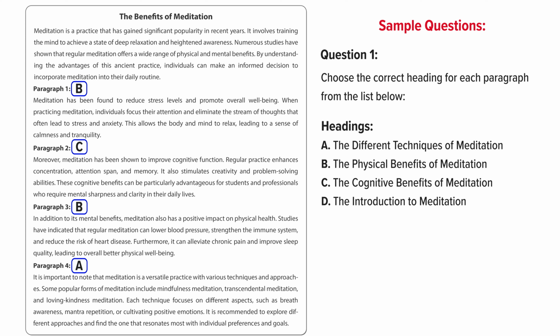To answer this question, the test taker needs to skim and scan the passage for the main ideas of each paragraph. In paragraph 1, the focus is on reducing stress and promoting overall well-being, which corresponds to the physical benefits. In paragraph 2, the emphasis is on improving cognitive function, indicating the cognitive benefits. Paragraph 3 mentions the physical health benefits of meditation. Lastly, paragraph 4 discusses the different techniques of meditation.